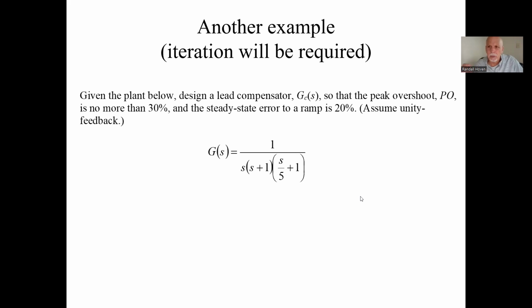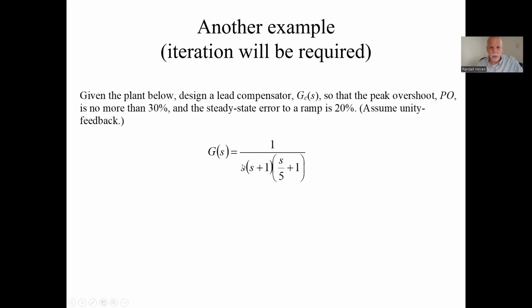I'm going to do another example of designing a lead controller. I'm going to go through this one pretty fast because we've already gone through another example, so I'll be doing these steps pretty quickly. Here's the plant, the uncompensated plant transfer function. You look at it, you see it's a type 1 because it's got one pole at the origin.